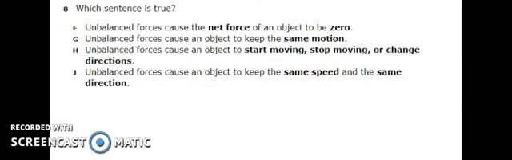Number 8, which sentence is true? F, unbalanced forces cause the net force of an object to be 0. G, unbalanced forces cause an object to keep the same motion. H, unbalanced forces cause an object to start moving, stop moving, or change directions. J, unbalanced forces cause an object to keep the same speed and the same direction.